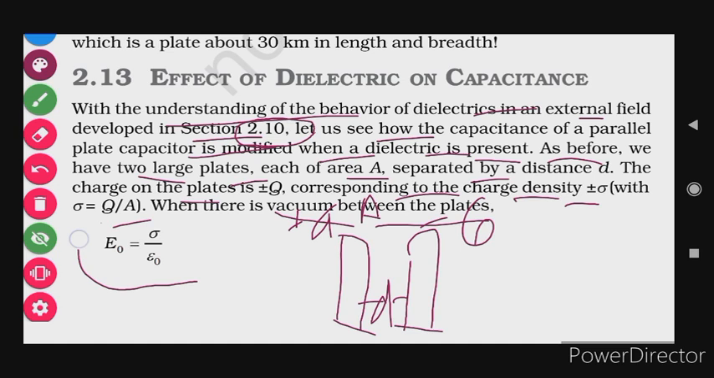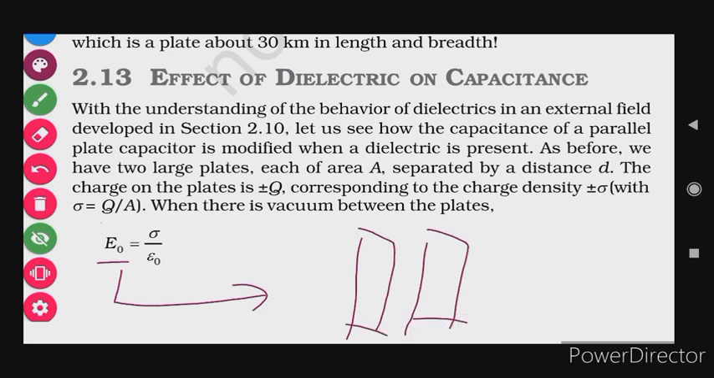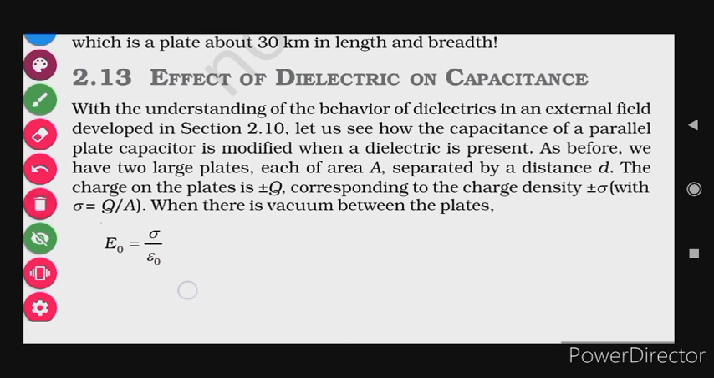We have found out the electric field. We are denoting the electric field E naught. What does E naught mean? When there is no dielectric between the two plates, this is the electric field between the plates when there is vacuum. So this will be sigma upon epsilon naught. We know this from the infinite sheet charge density derivation, from chapter number 1.